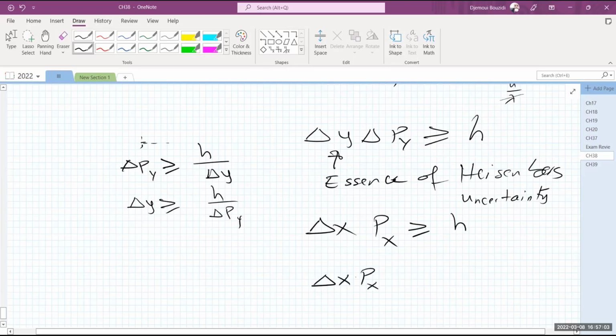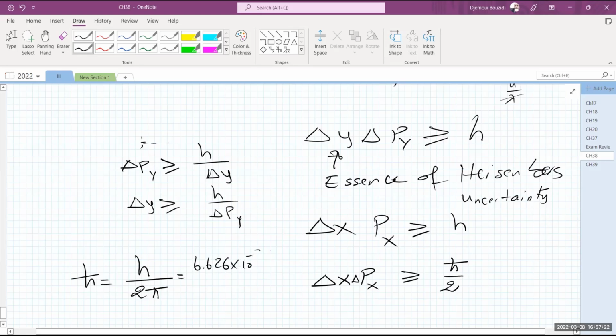Delta px times delta x is actually greater than h bar over 2, not h, where h bar is h itself divided by 2 pi. Remember, h is 6.626 times 10 to the negative 34 joule seconds. And when you divide that by 2 pi, which is 6.28, this is roughly about 1, slightly more than 1, times 10 to the negative 34.